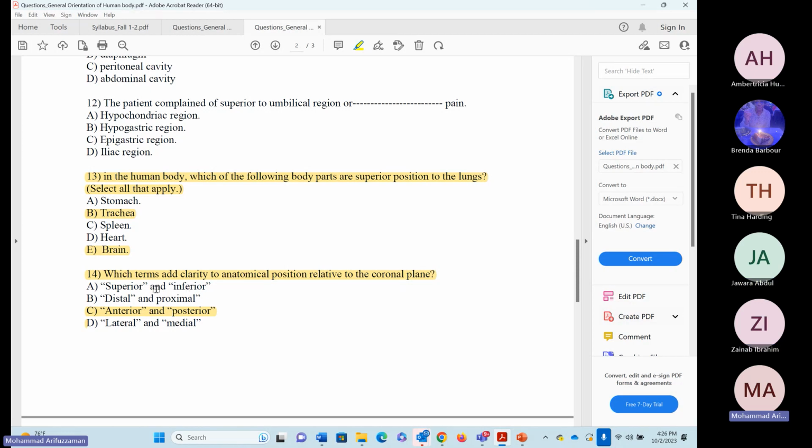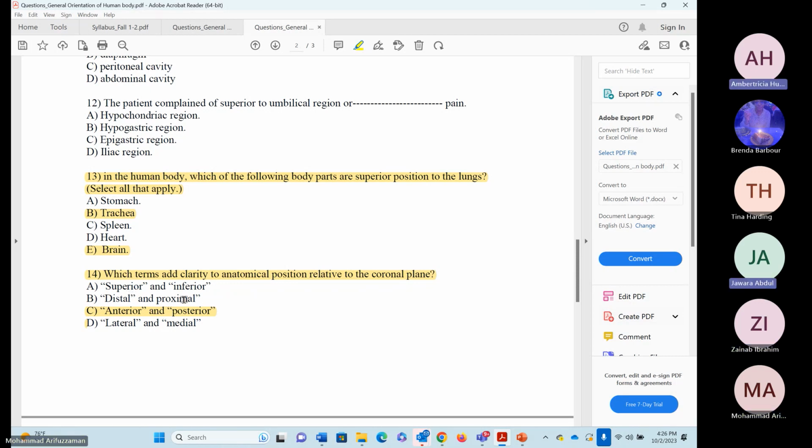Which plane divides the body into superior and inferior? Transverse. Good. And what is distal? Distal means away. Proximal means near.